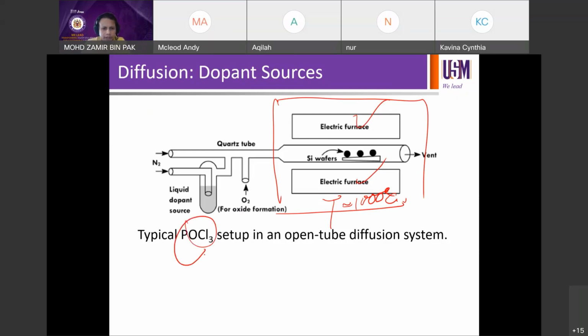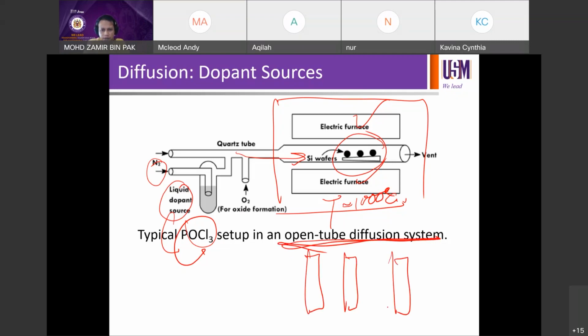So, POCl setup. You have your liquid source to be POCl, and then you have nitrogen as the carrier gas to bubble the POCl into vapor. Then the N2 will send the vapor into the furnace to dope the silicon, right? In this type of open tube diffusion, you vertically mount your silicon like that in your furnace, and your POCl vapor comes in.